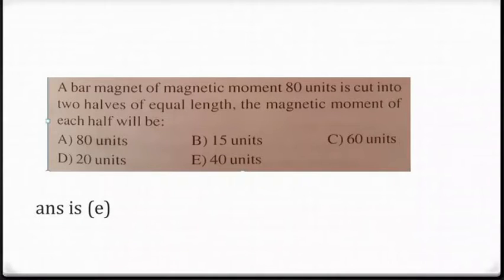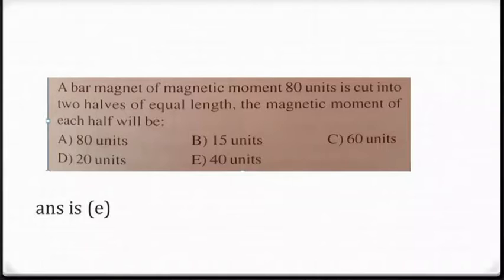Moving to the next question. A bar magnet of magnetic moment 80 units is cut into two halves of equal length. The magnetic moment of each half will be A, 80 units; B, 15 units; C, 60 units; D, 20 units; and E, 40 units.